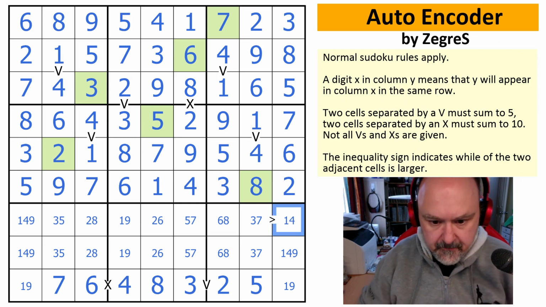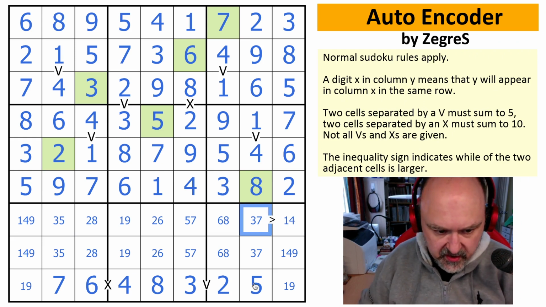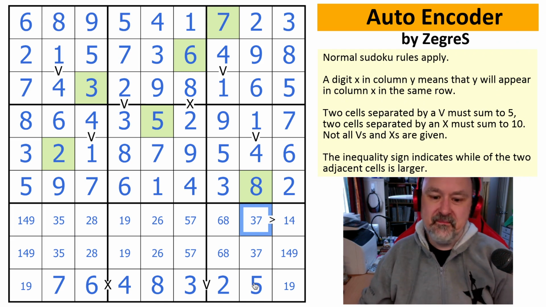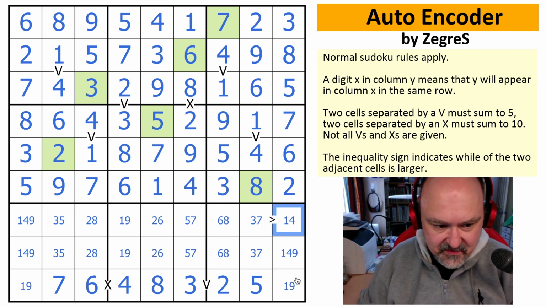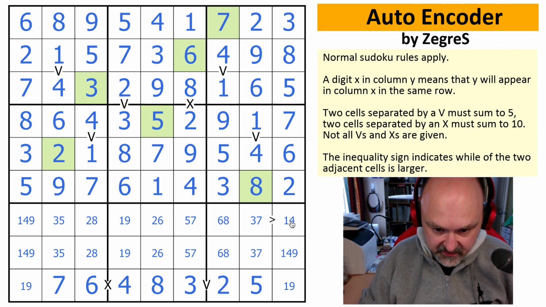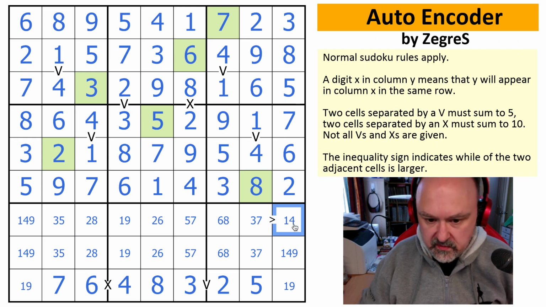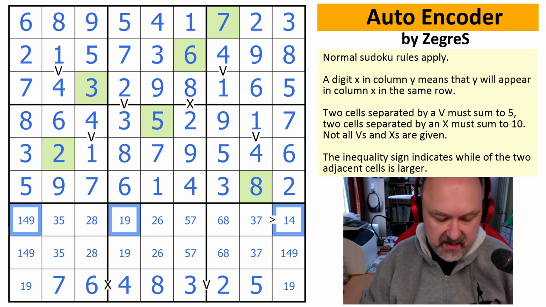Well, this can't be 9, because if this was 9, there's no digit higher than 9. Oh, that's really nice. I did not remember this. Well done, ZegreS. That's really nice. So what we have here is if this is a 1, what we're saying is that 1 is pointing to 9 because this is the 9th column. So we'd put a 9 there. And this is broken, because if 1 is here, 9 has to go into both of those cells in the row, and it just doesn't work.